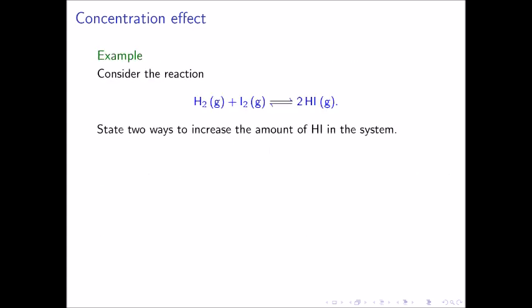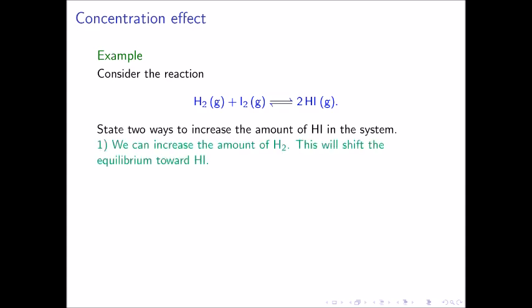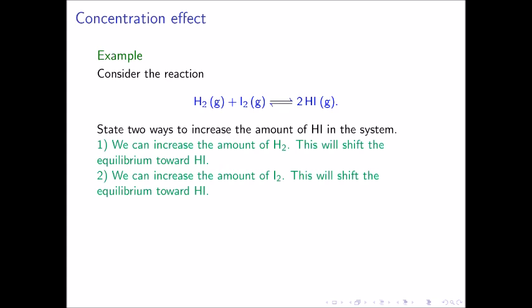As an example, let's consider the reaction H2 gas plus I2 gas forming 2HI gas. First, state two ways to increase the amount of HI in the system. Firstly, we can increase the amount of H2. This will overbalance the reactant side, requiring us to react toward products and shifting the equilibrium toward HI. Likewise, we can increase the amount of I2. This will have the same effect of shifting the equilibrium toward HI.